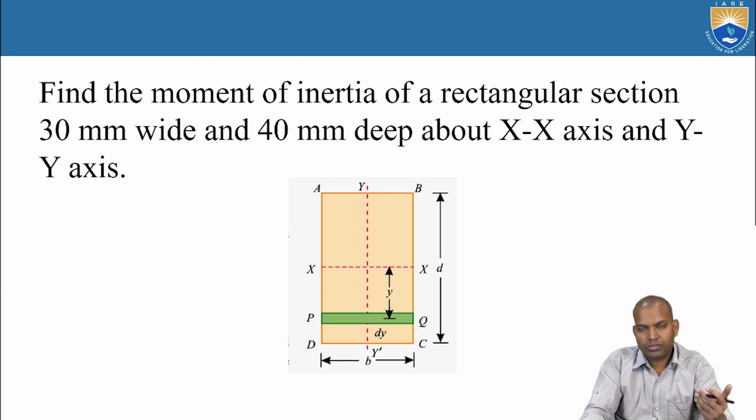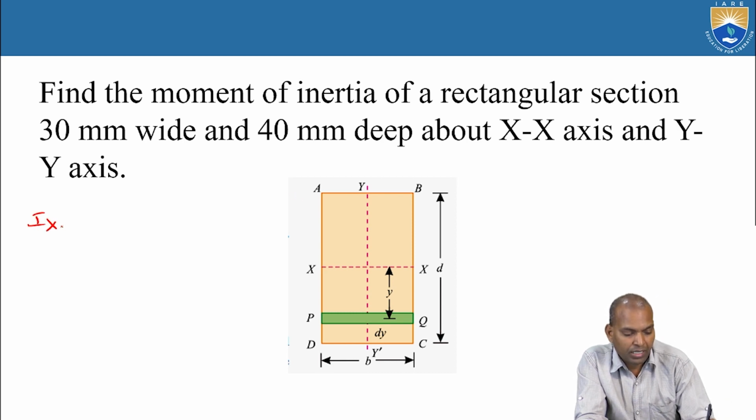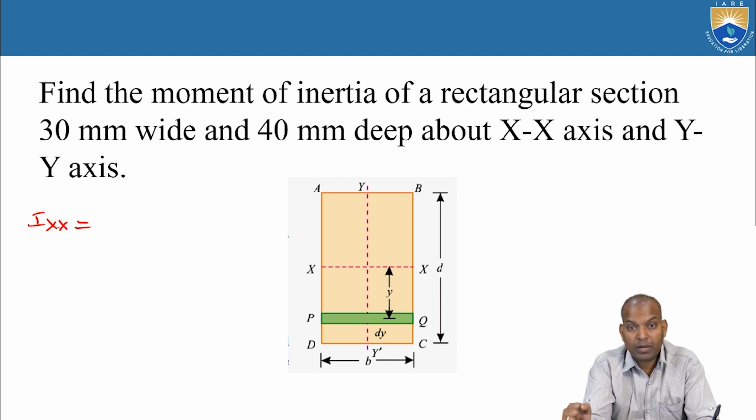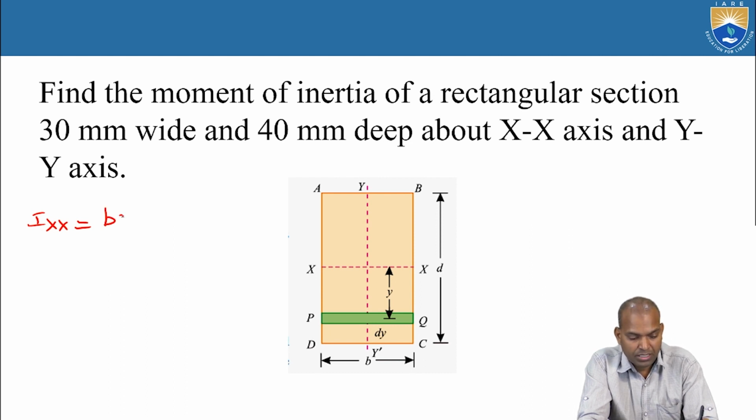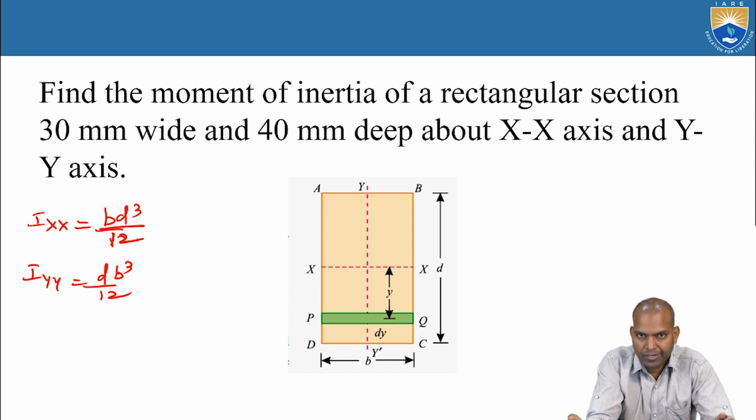Now we have to apply those expressions to calculate the moment of inertia about xx and yy. Here Ixx is about the centroidal axis, passing through the center of gravity of the section. So that is bd cube by 12, and Iyy is db cube by 12. After understanding these expressions, we have to memorize them, and we are going to apply them by taking an example.